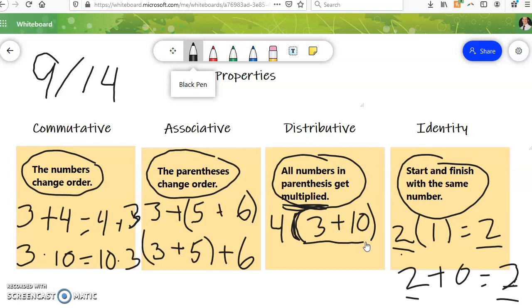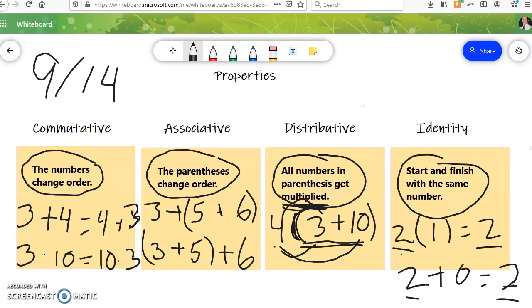And what the distributive property is, everything in the parentheses gets multiplied first. So this is really going to be 4 times everything in here, which is 13. But I could do it separately. I could do it like this, where I draw lines. I'll draw them underneath so you can see them better. I could do 4 times 3 plus 4 times 10. And that would be the same as 4 times 13. And so that might actually help me.